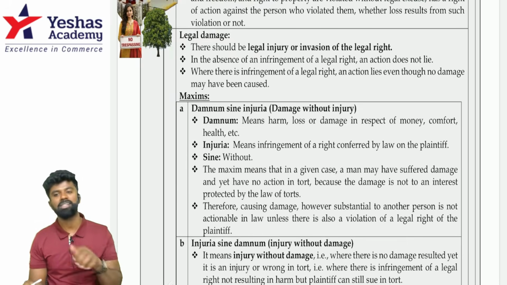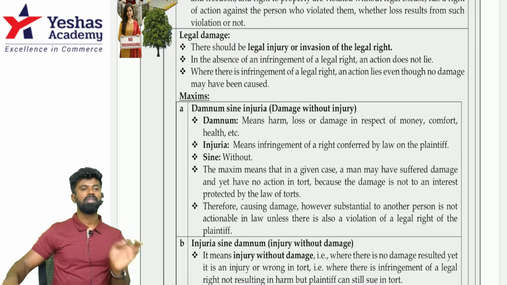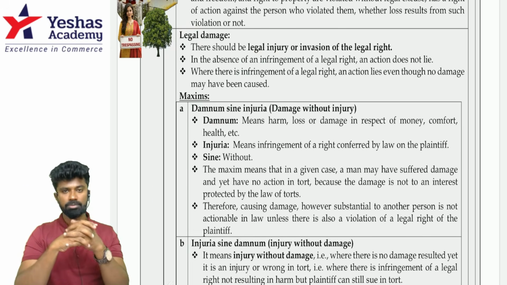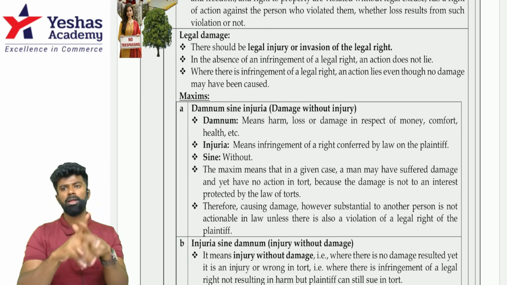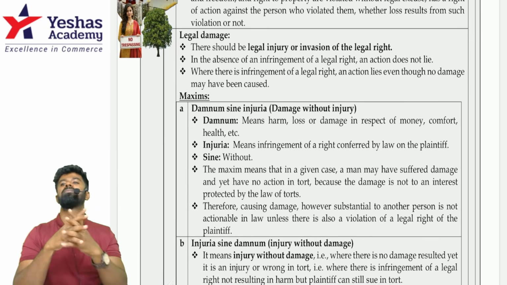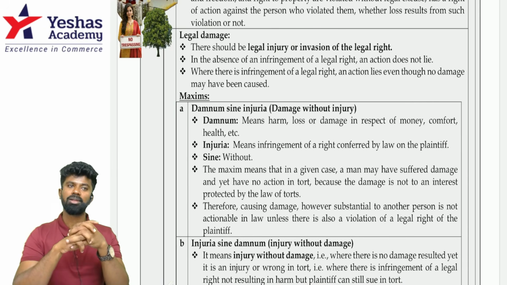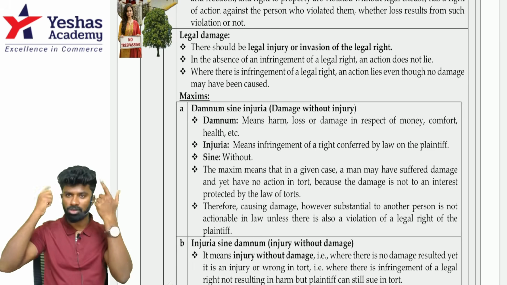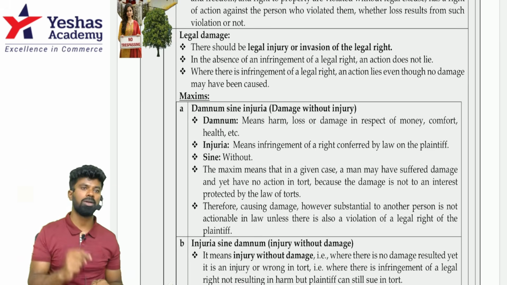And we have two maxims. How many maxims? I will give the maxim. Listen, everybody. Damnum sine injuria. Injuria sine damnum. Injuria cum damnum. There are three, but in your syllabus you have only two, but I'll give one more for the purpose of conceptual clarity. Clear? What is the first one?